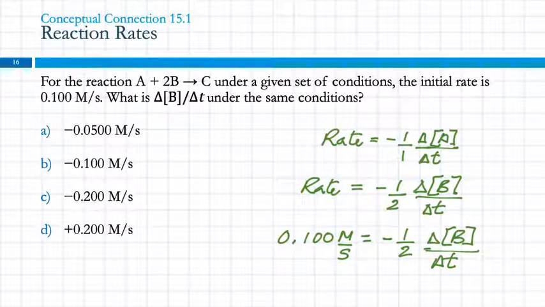This is a little confusing, huh? Yeah, it can be very confusing. Yes? So, and the rate of C would just be 0.1. Yes, the rate of change for C would be plus 0.1 molarity per second. Exactly.